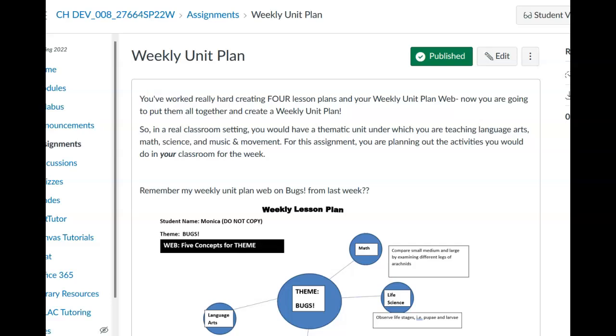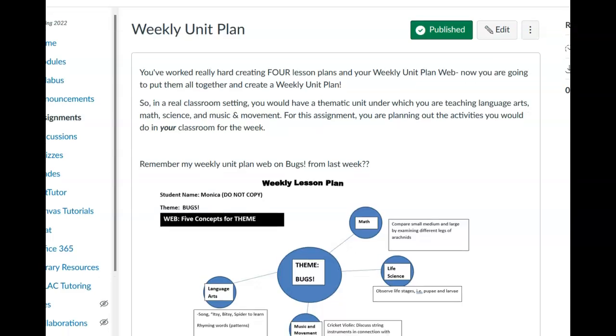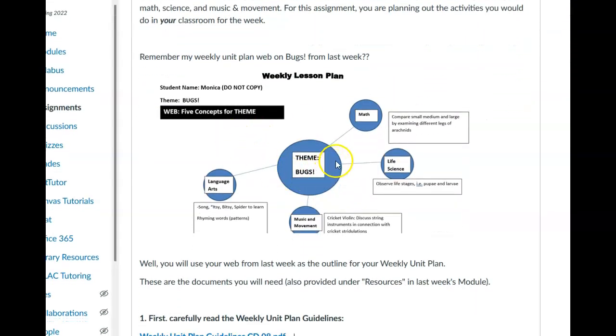Hi students, so let's talk about the instructions for your weekly unit plan. So you've made it this far, you've worked really hard creating your 4 lesson plans, and so now your weekly unit plan is going to provide activities for the students for each day of the week, Monday, Tuesday, Wednesday, Thursday, and Friday, based on the theme that you created at the beginning of class and that you had reflected most likely on the web that you created as well.